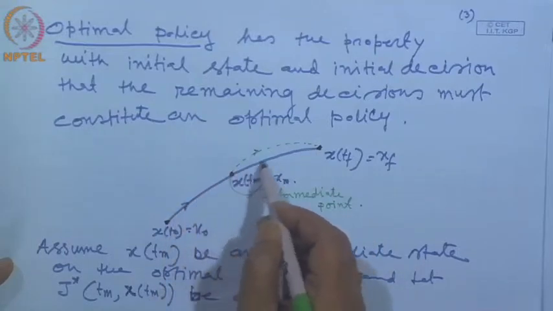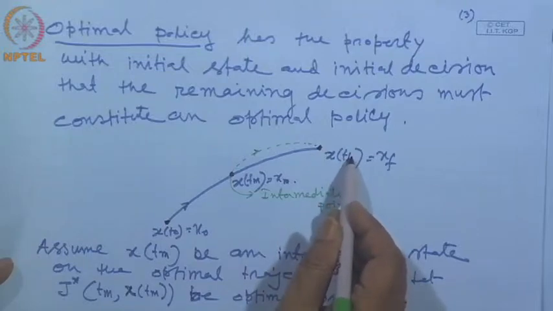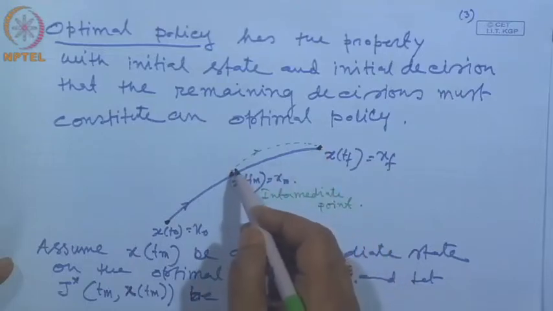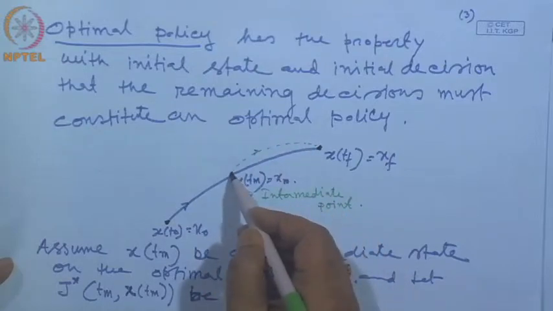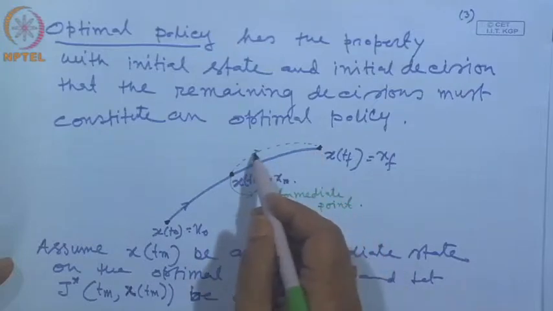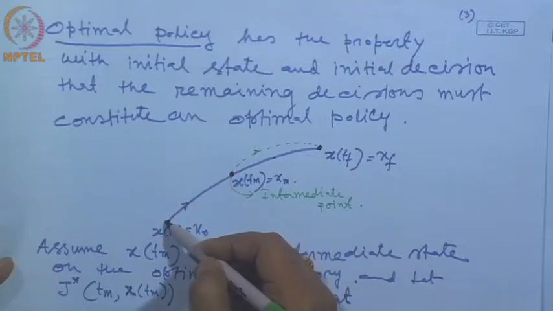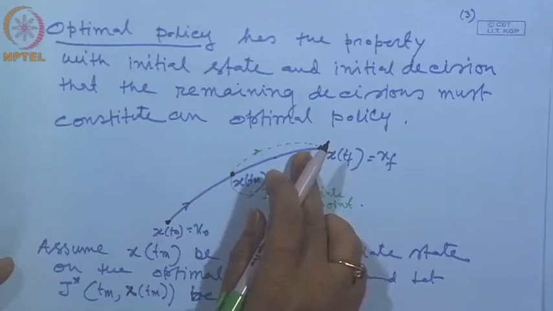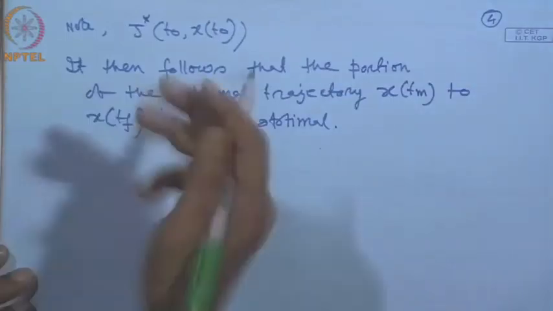Initially, we are saying that along this line, if you move the state from the initial state x of 0 to the terminal state x_f at t equal to t_f, then we will get the optimal cost. Okay? Assuming that the path cost from the intermediate point to the terminal point is lesser compared to this, then transferring the state from x 0 to t_f along this path and the dotted path would be optimal, but that contradicts our initial assumption. So, which cannot be possible.